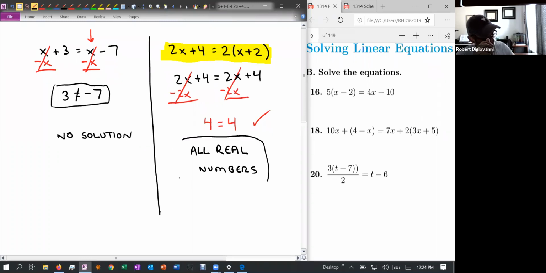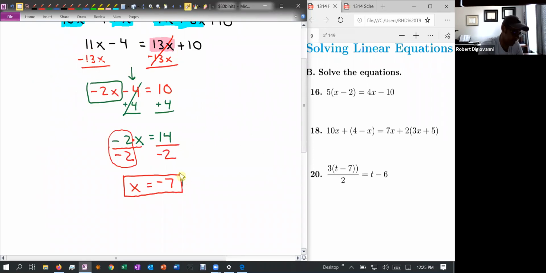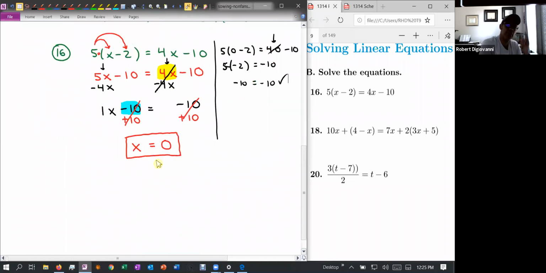Every number you can think of is an answer. So in summary here, when it comes to linear equations with one variable, there are three possible outcomes when it comes to answers. You can have one answer, like we did in the previous two problems. We just had an answer, right? -7 was the answer on that one. The one before that, our answer was 0. So we can just get one number, that's our answer.